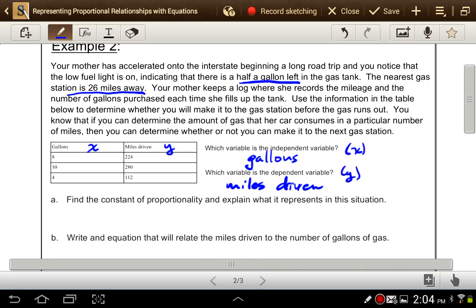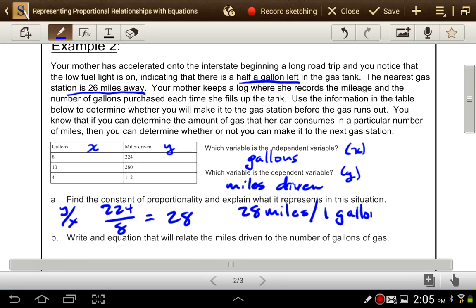Find the constant of proportionality and explain what it means. Well, I'm going to divide y divided by x. I can use any one of them, and I'm just going to do 224 divided by 8. When I do 224 divided by 8, I'm going to get 28. What does that mean in this situation? That means that I can get 28 miles per 1 gallon of gas. 28 miles driven per 1 gallon of gas. That's what my constant of proportionality means. It's my unit rate. They're the same thing.